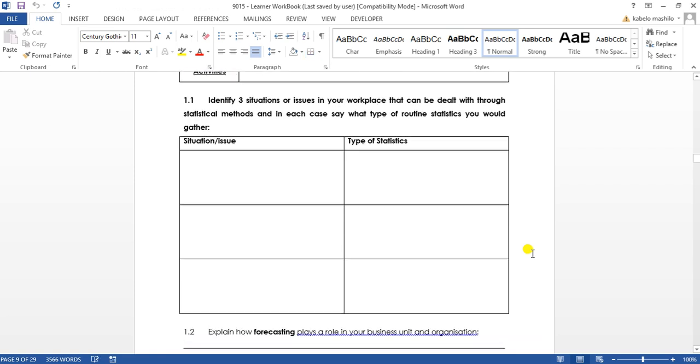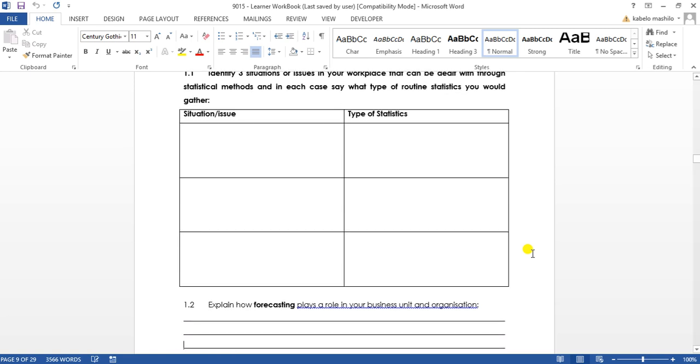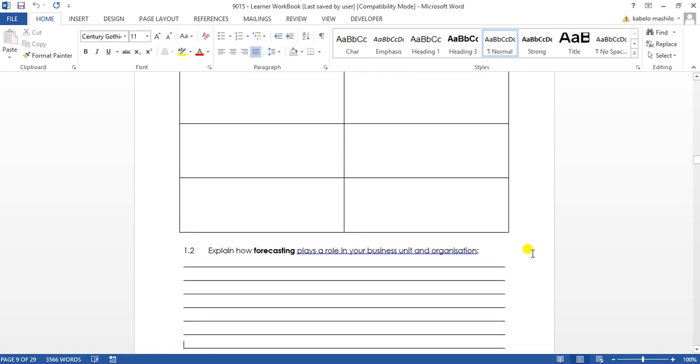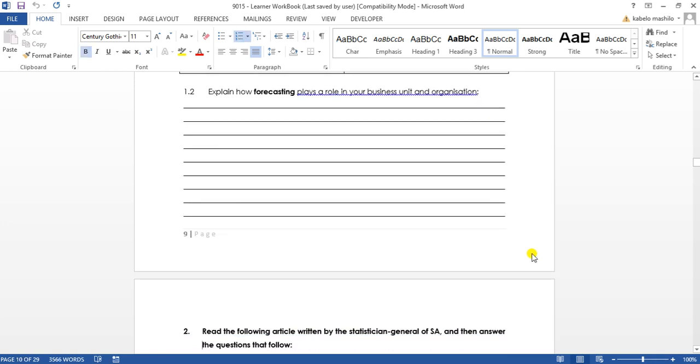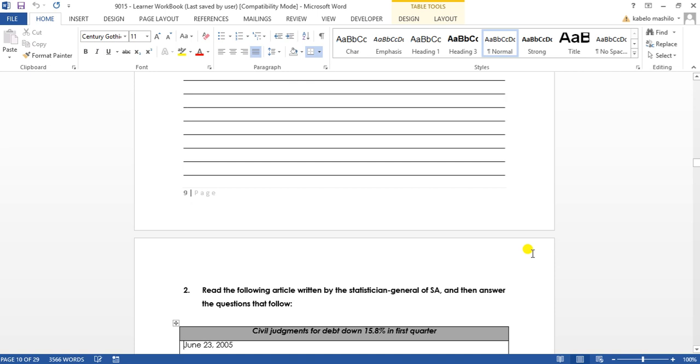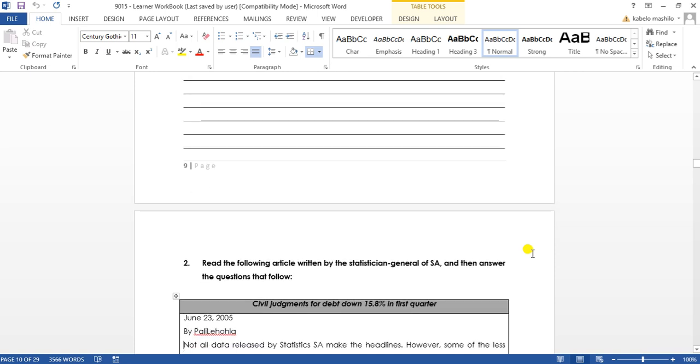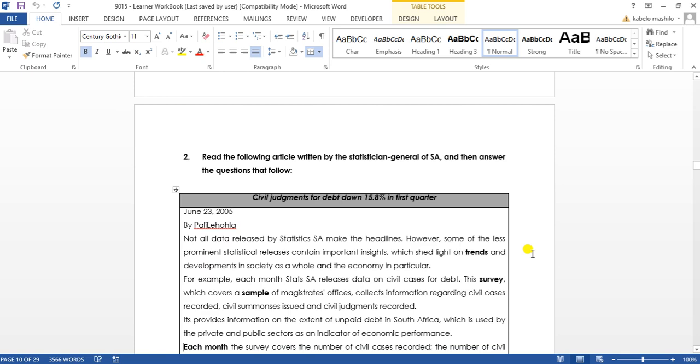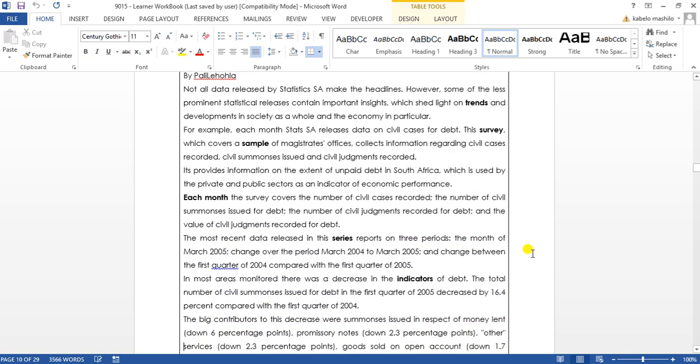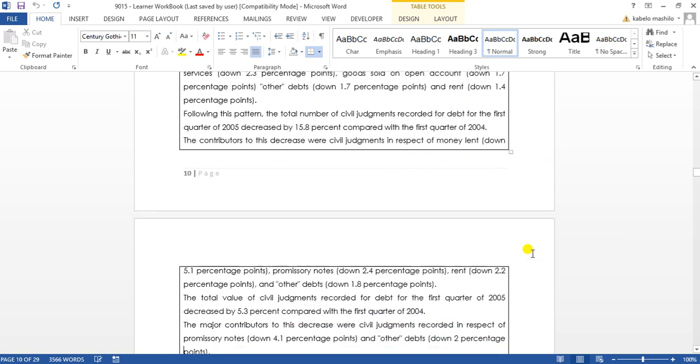You think of any situation that you have encountered before, or you have seen, or you've been told by someone close to you or your friend, and then write that situation and issue and the type of stats that is required, and explain how forecasting plays a role in your business unit and organization. You'll explain that. Read the following article written by Stats General of SA and then answer the questions that follow. You'll read that on your own and answer the following questions.